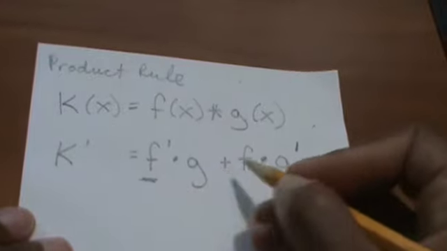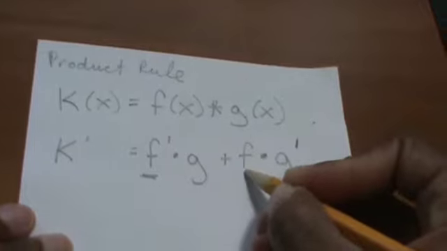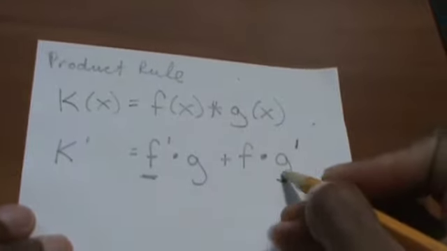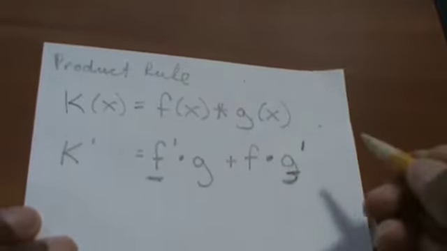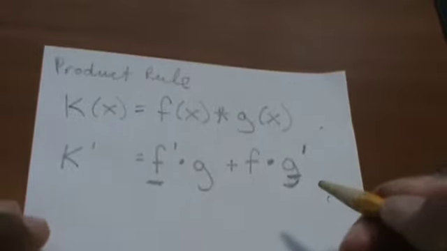And then you're going to add to that. Now the first kid is going to sit back and watch while the second kid takes a turn. Right? That's the product rule when you have two functions multiplied by each other.